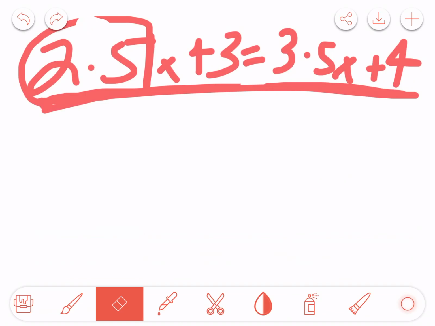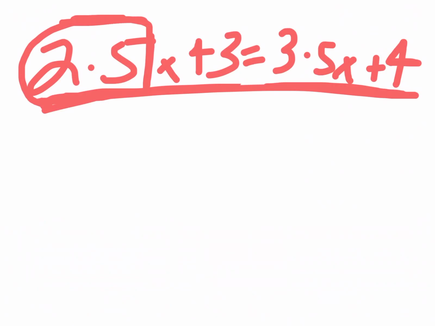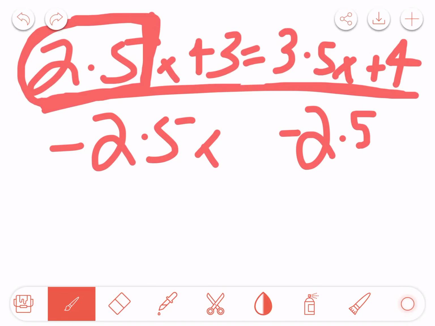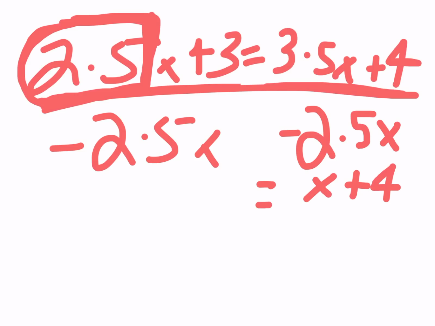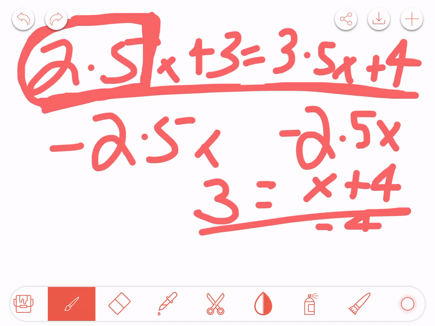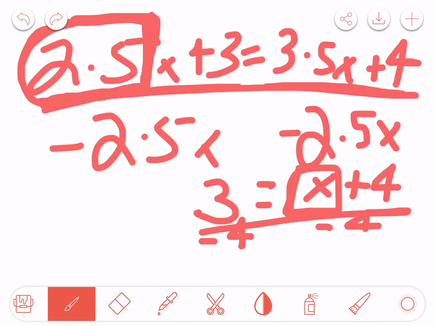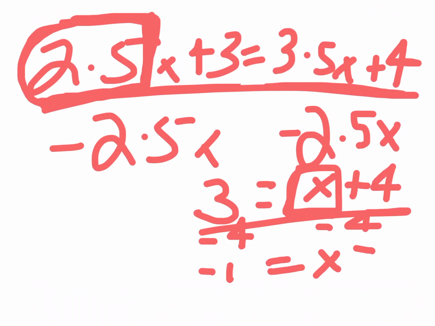Now, again, we already established that this is the smaller coefficient. So you subtract that amount. 3.5x minus 2.5x equals plain x. x plus 4, and that's 3. So, again, you subtract 4 on both sides because things must be equal and you must isolate this variable. So, -1 equals x.